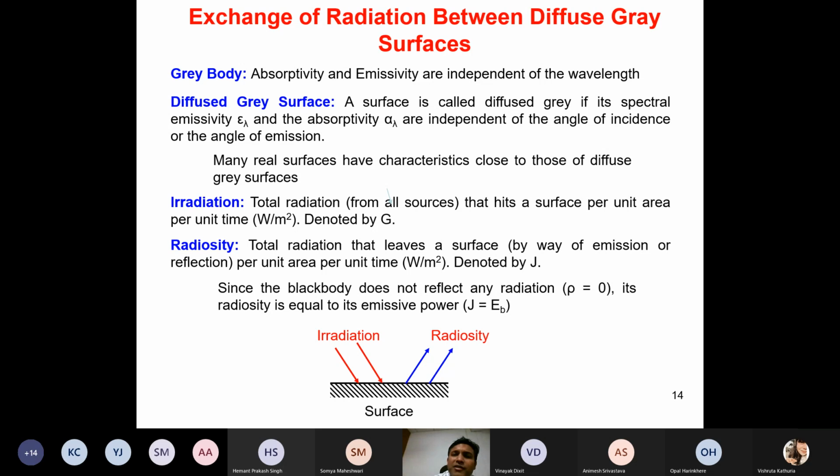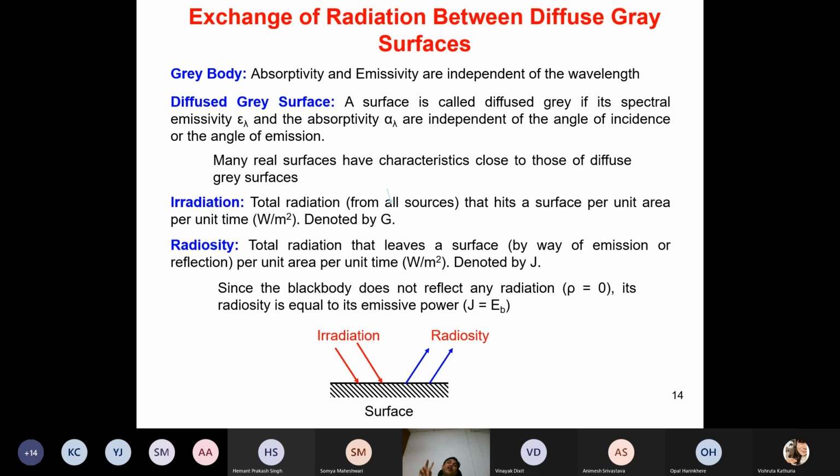So absorptivity and the emissivity are independent of the angle of incidence, and therefore these surfaces are referred to as diffused gray surfaces. Many real surfaces have characteristics close to those diffused gray surfaces. That is the reason why we are looking at diffused gray surfaces.